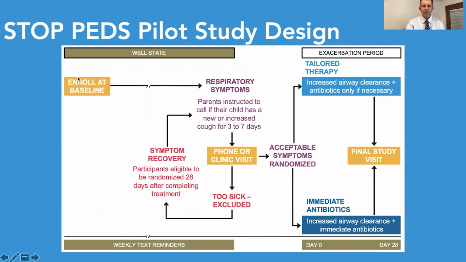So participants are enrolled when they're well. At the sign of early respiratory symptoms, we ask them to call us or let the study team know at a clinic visit. If symptoms are too severe, they'll be excluded, but can remain in the study once they've recovered for a future exacerbation that may be randomized. If symptoms aren't too severe, then they'd be randomized to the two groups I mentioned before. The tailored therapy group would start increasing the airway clearance alone, versus those in the immediate antibiotic group, where we would do the increased airway clearance frequency as well as start the antibiotics. We'll have a final study visit after 28 days, and after one exacerbation is randomized and that study visit is completed, they'll be out of the study.